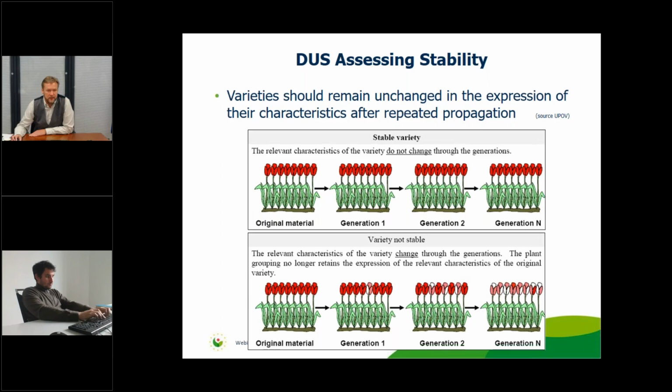The third aspect that is assessed is stability, and this means a variety should remain unchanged in the expression of the characteristics after repeated propagation. Here we see the variety, the original material. After each propagation, the variety remains the same, does not change. If a change is noted, like here for flower color, this variety would be considered not stable.